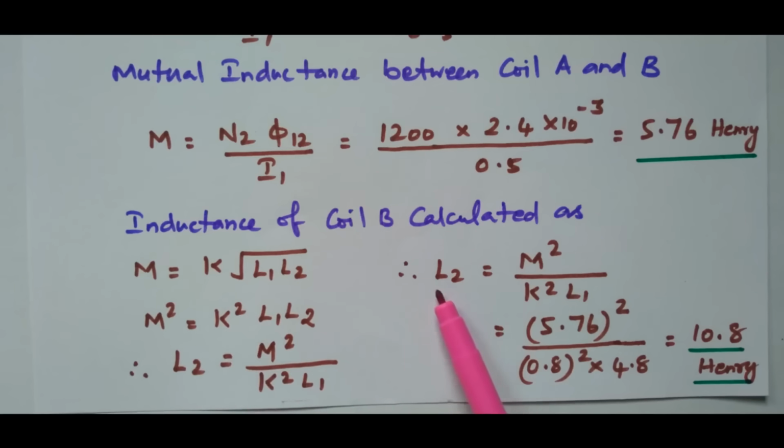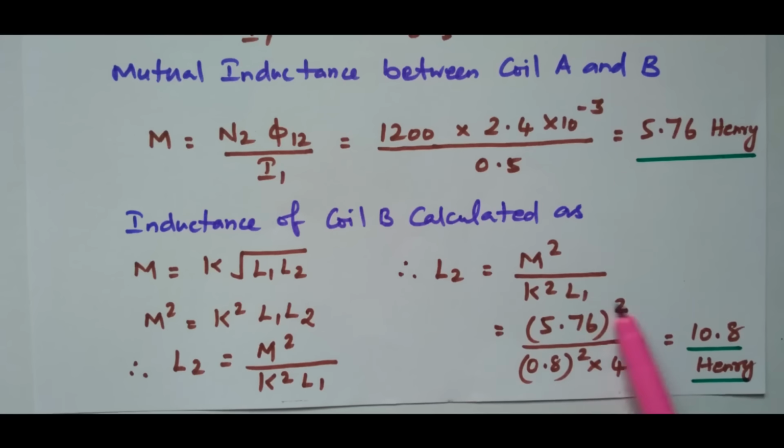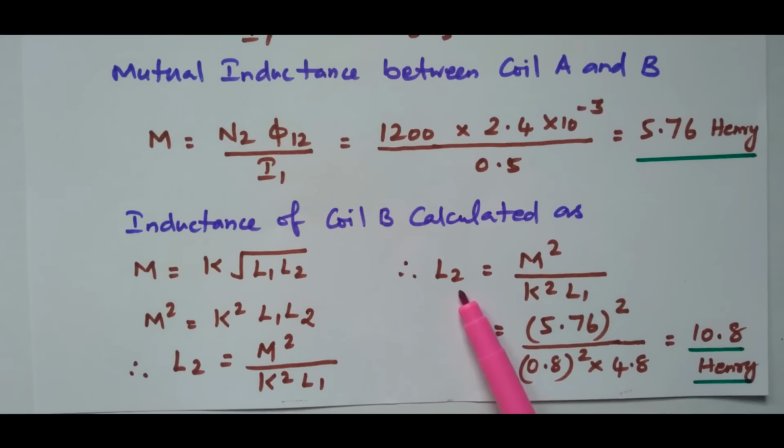Now we substitute the values: L2 equal to M² by K² into L1. M is 5.76, the coefficient of coupling is 0.8, and L1 is 4.8 Henry. By simplifying this, we got 10.8 Henry. The self-inductance of the second coil is 10.8 Henry. So now we calculated the L1 value, then mutual inductance, then L2 value. All three values are calculated. In this video we discussed the derivation of self-inductance, mutual inductance and coefficient of coupling, followed by one problem based on this. Thank you.